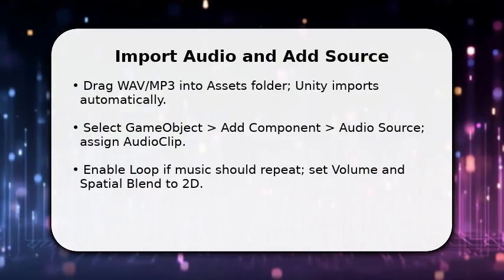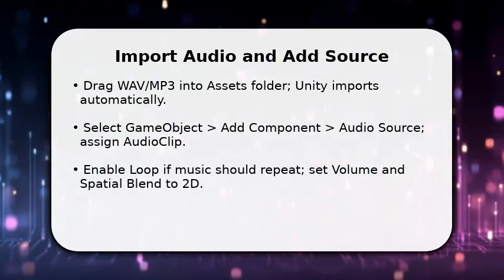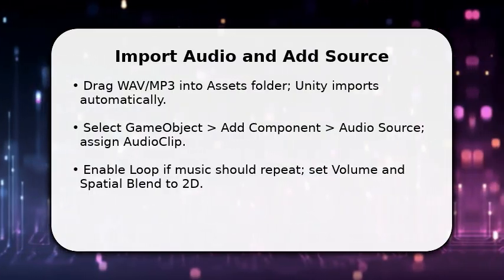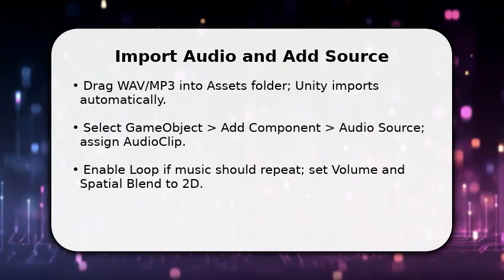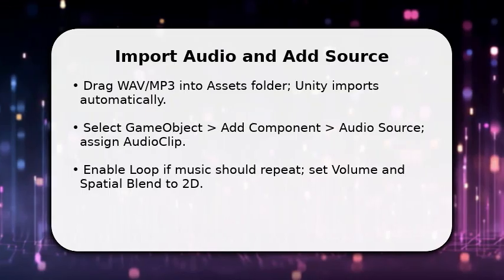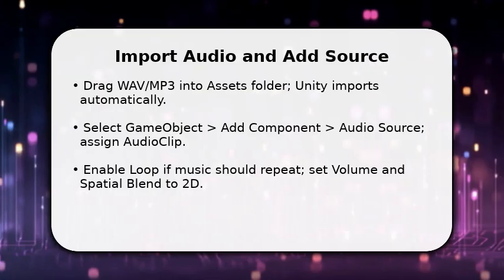You start by putting your music file into the Unity project assets so Unity can manage it. Once the file appears, select the game object that will play the music and add an audio source component. This attaches playback behavior.